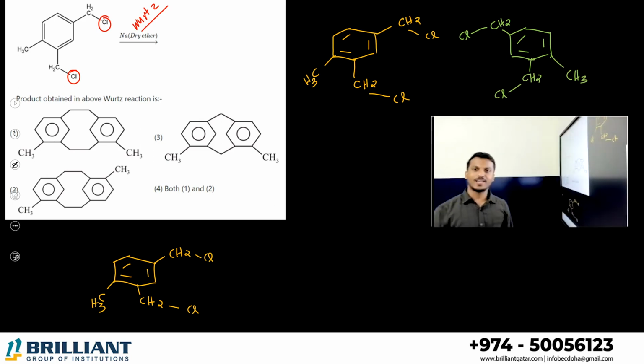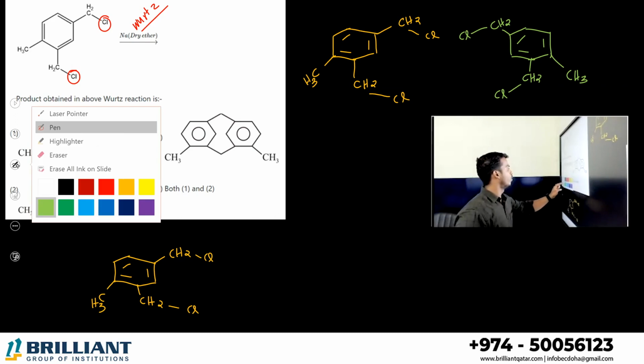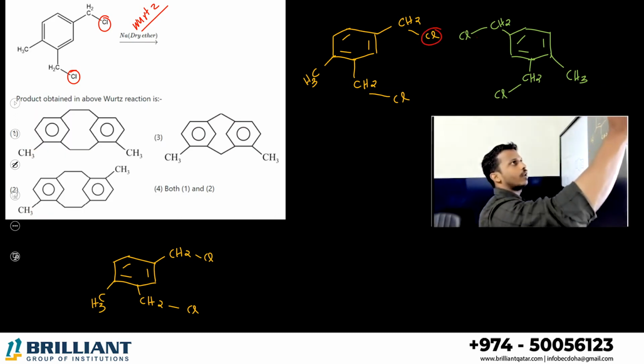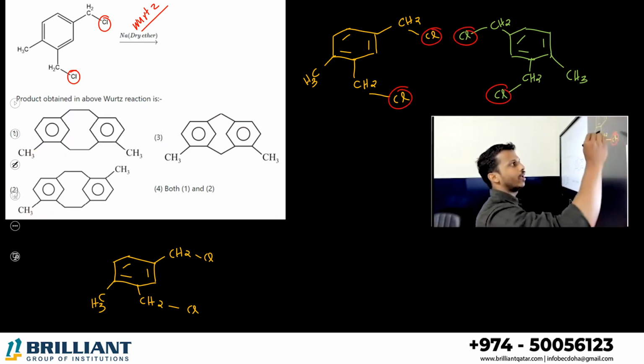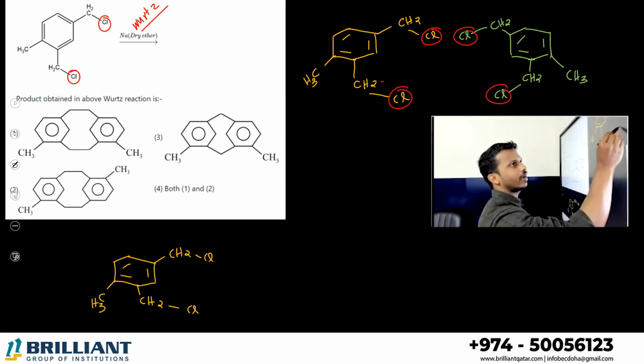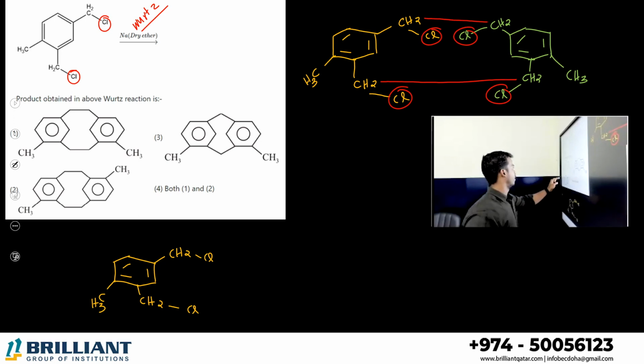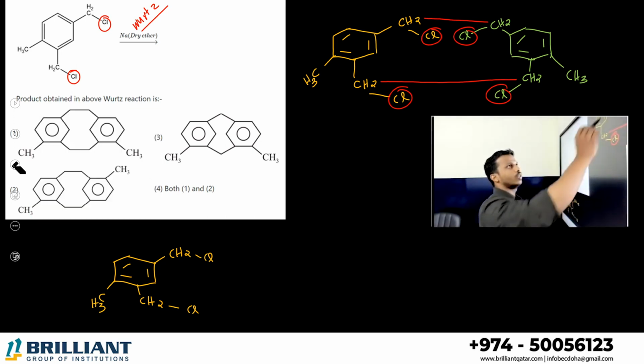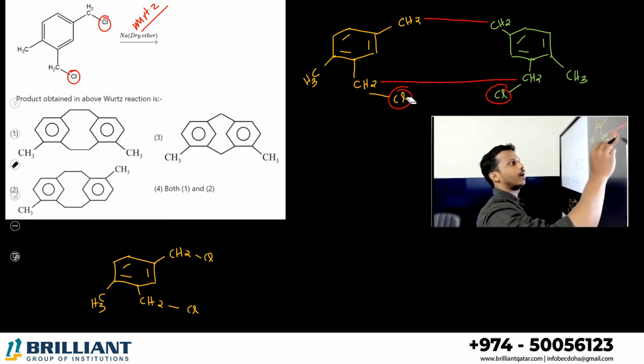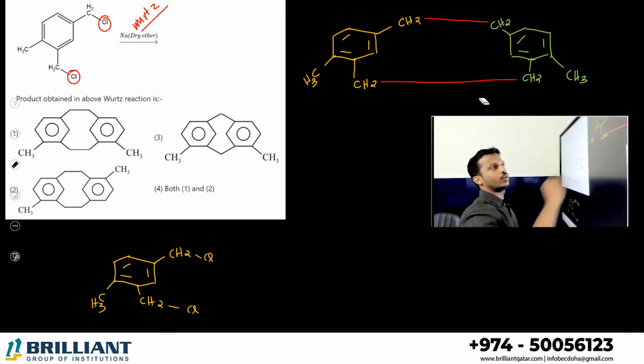Okay. So what is the reaction? Wood's reaction means you have to remove the chlorine, so you have to combine the remaining parts. So what do we have to do? Remove this chlorine, this chlorine, and make a connection between this carbon and this carbon. Let me remove the eliminated part. Okay, this is the product you are getting.